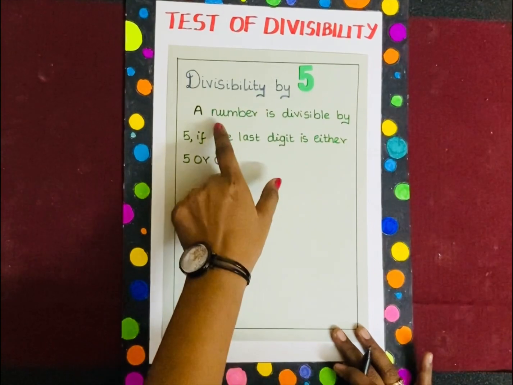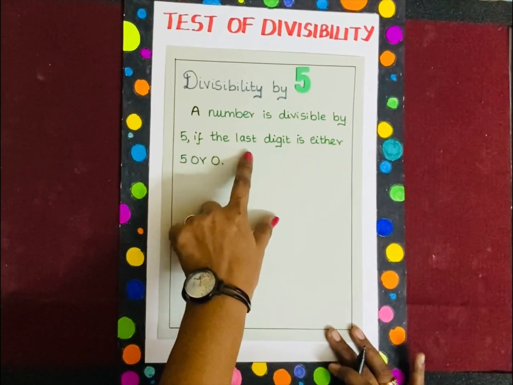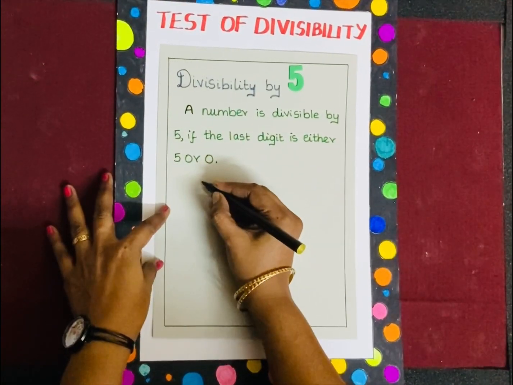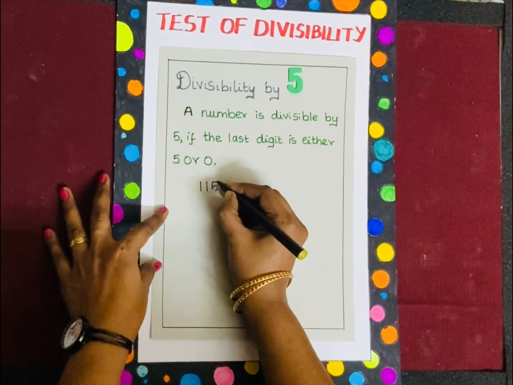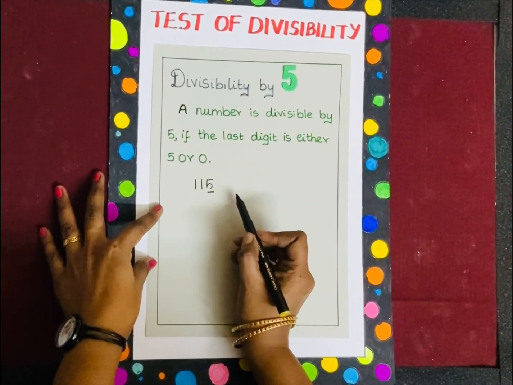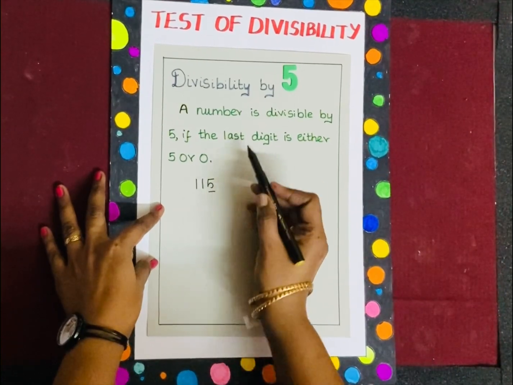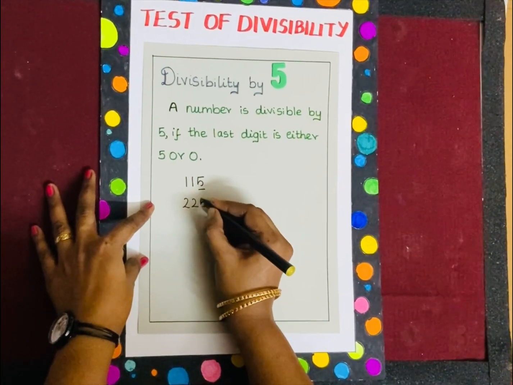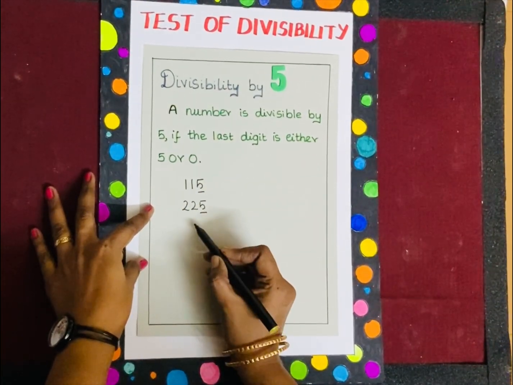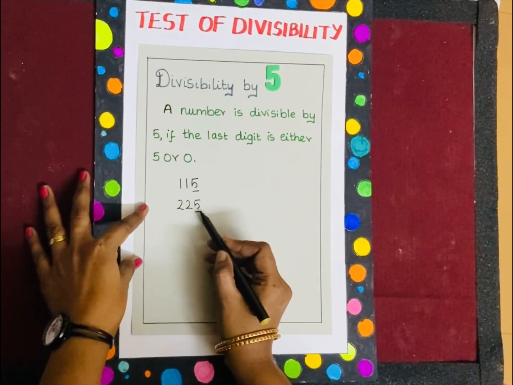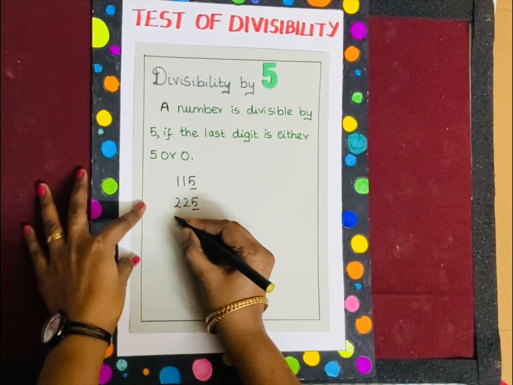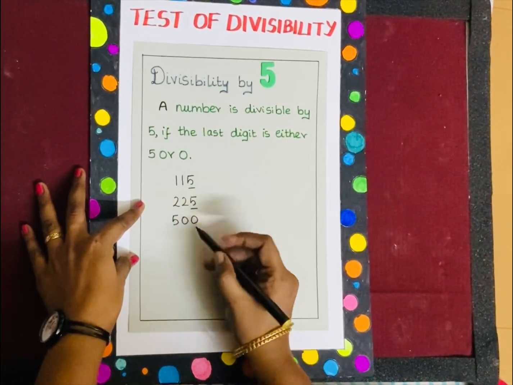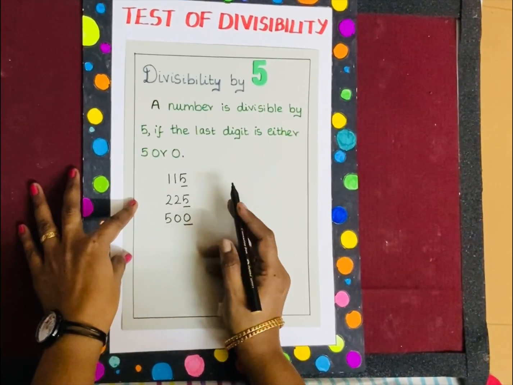Divisibility by 5. A number is divisible by 5 if the last digit is either 5 or 0. For example, 115. See the last digit, it should be 5 or 0. So 115 is divisible by 5. 225. See the last digit 5. So we can find easily that 225 is divisible by 5. See the next example, 500. See, the last digit should be 5 or 0. So 500 is divisible by 5.